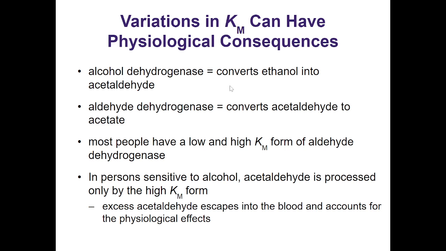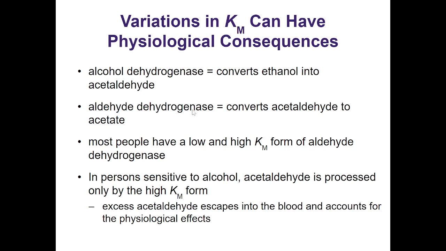Right here we have some different variations in Km that can have physiological consequences. So here we have alcohol dehydrogenase. This converts ethanol into acetaldehyde. If you ever go out for a night of drinking, college students and all, you have experienced this one. Okay?